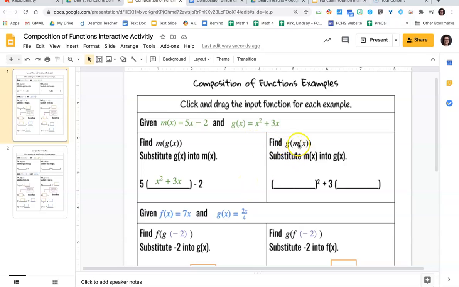So for the next one, this one's different. The first one was m of g of x. Now we're finding g of m of x. So this is telling me that I'm going to take the m(x) function and substitute the m(x) function into the g(x) function.